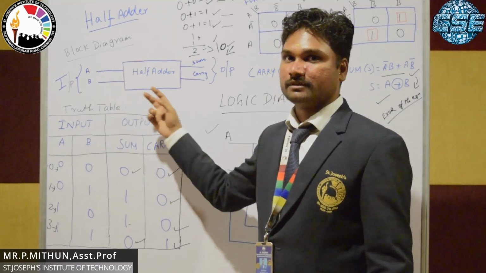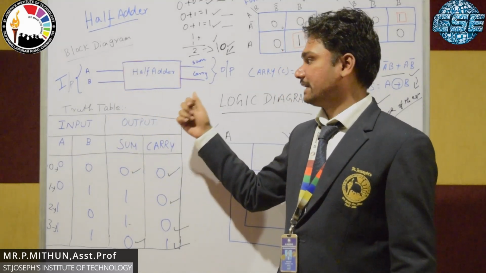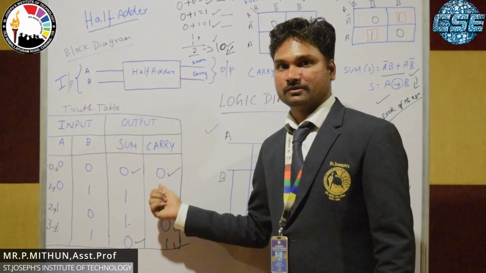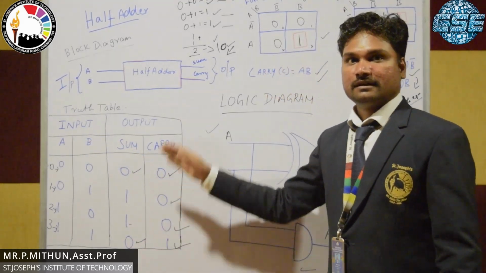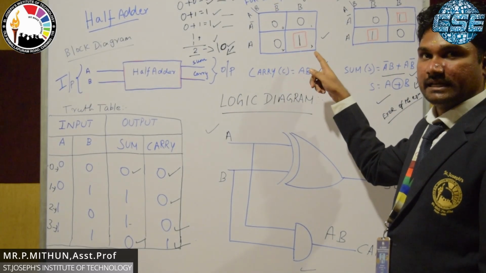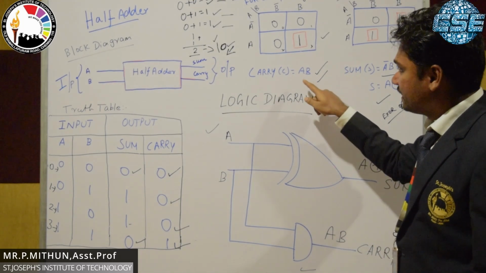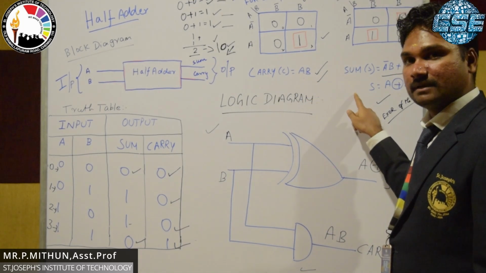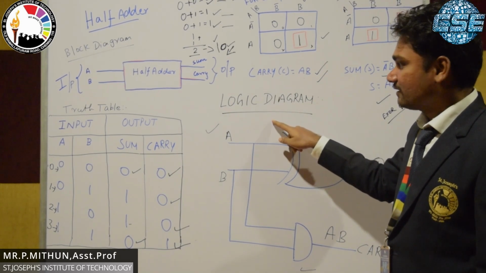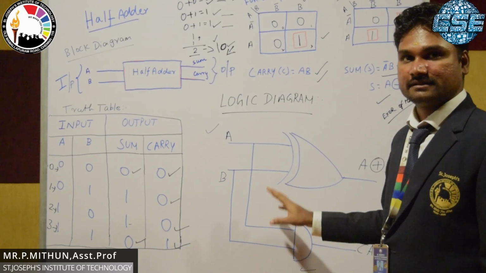We have taken the two input variables and the output variables as sum and carry, S and C. From the truth table, we can find out the sum and carry values. From those values, we draw the K map for carry and sum individually. From this K map, we can identify the equations for sum and carry. From those equations, we can draw the logic diagram for the half adder circuit.